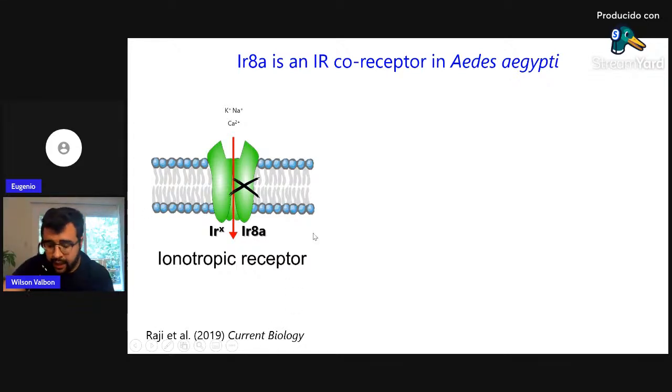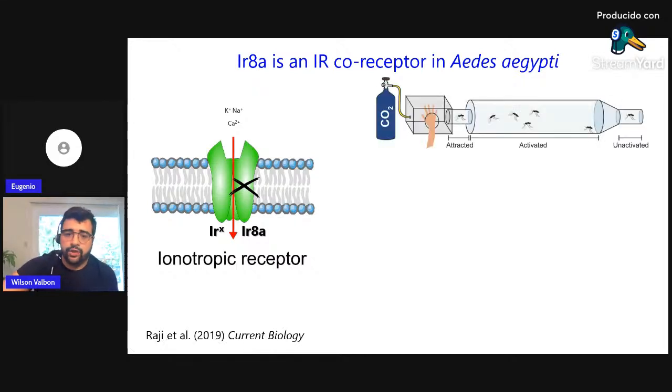This is a very interesting paper. This paper came from Europe, I think. They deleted IR8A, like the people did with Orco. They used the same approach. And what happened? We always need to prove the behavioral response of the mosquito. They used this Y-port olfactometer, where they use a hand and provide CO2, and they measure the attraction to this area, the mosquitoes that were attracted to this hand.